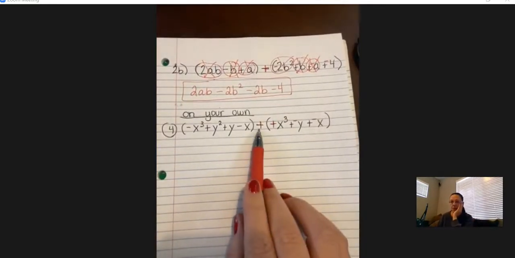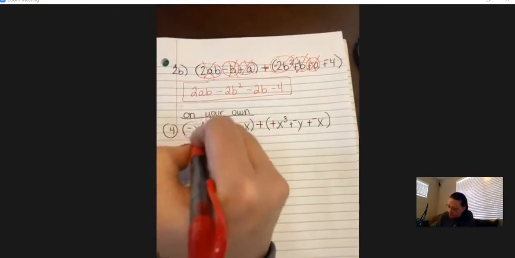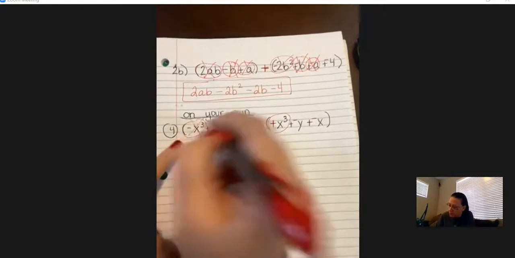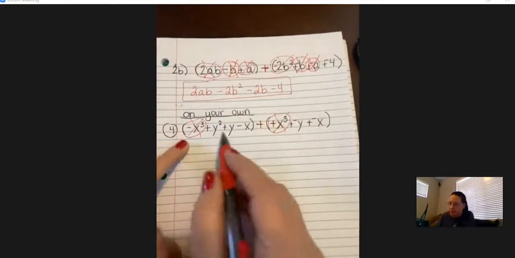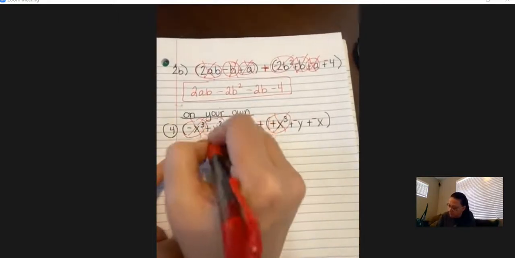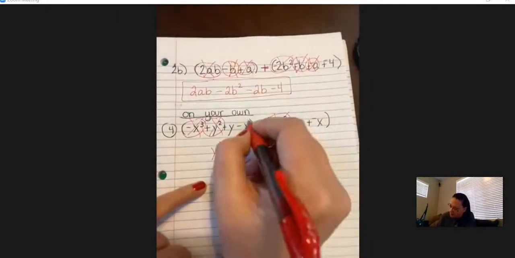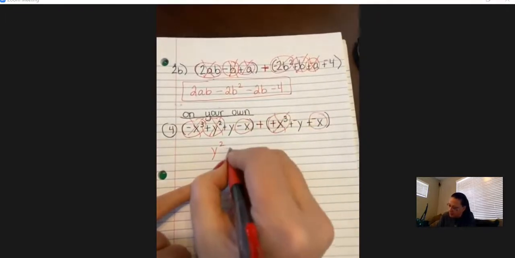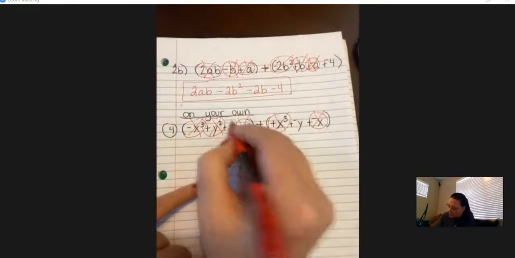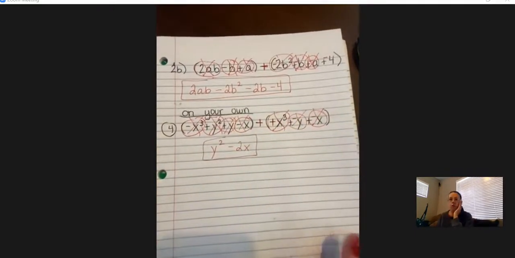Okay, I changed my subtraction to addition and then I flipped all the symbols after it. My biggest degree is 3. I had negative 1x cubed and then a positive 1x cubed, so I have no more x cubes. Next thing I have is my y squareds. There were no more y squareds. Then I have my degree of 1, so I'm going to go in alphabetical order and do my x's first. I have a negative x and another negative x, so then I have negative 2x. And then my y's, I have a positive y and a negative y, so those cancel each other out. So your final answer is y squared minus 2x.